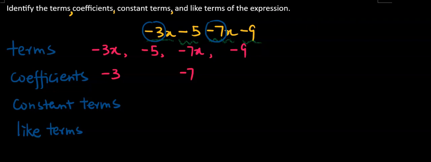Alright, constant terms. Constant terms are these real numbers. We have negative 5 and negative 9. I'm going to put down here constant terms: negative 5 and negative 9.